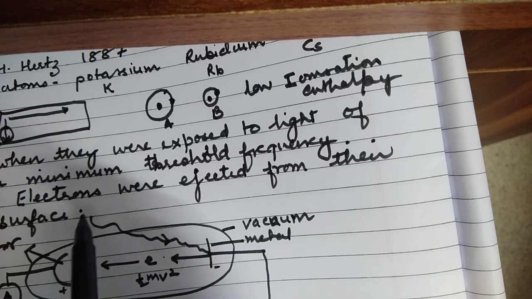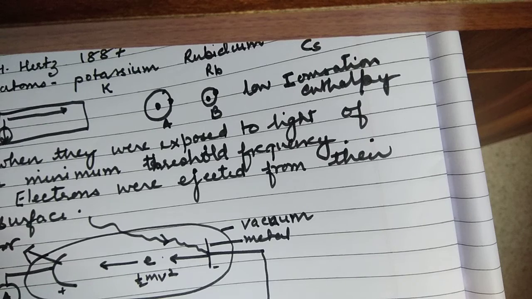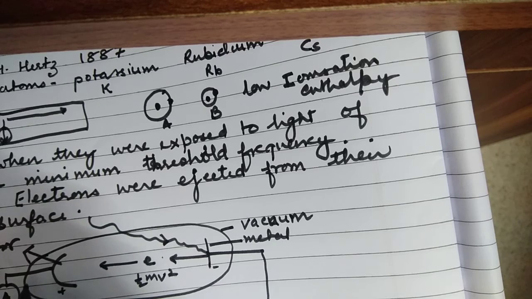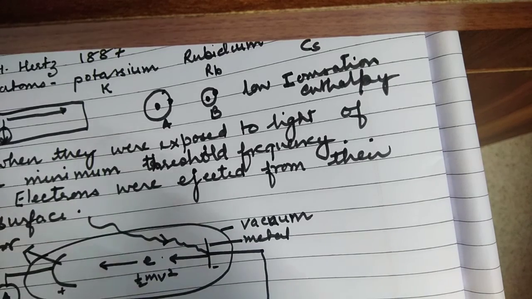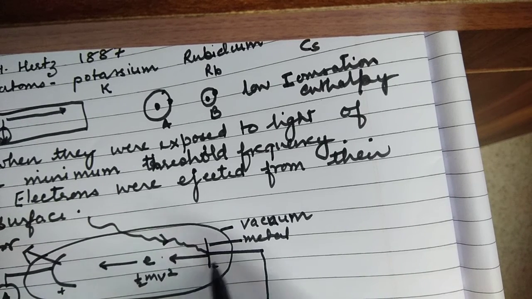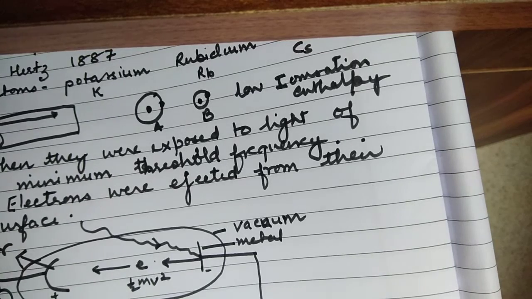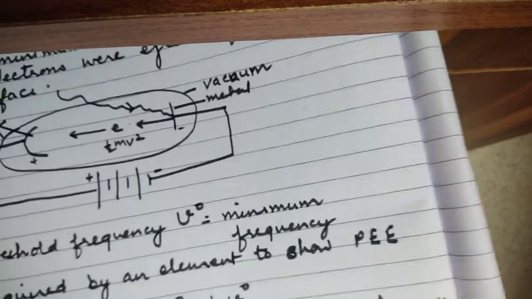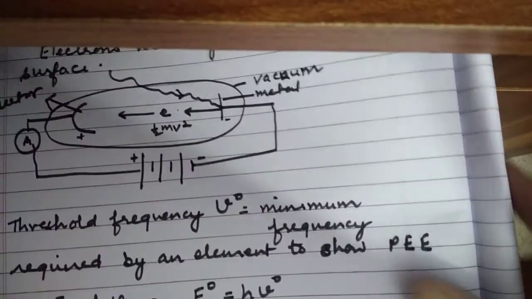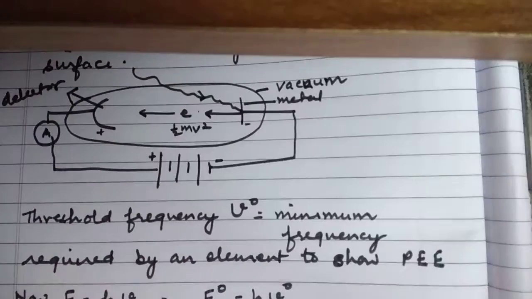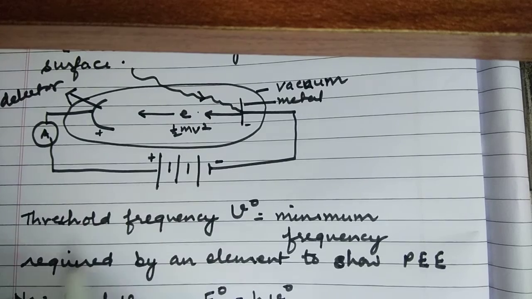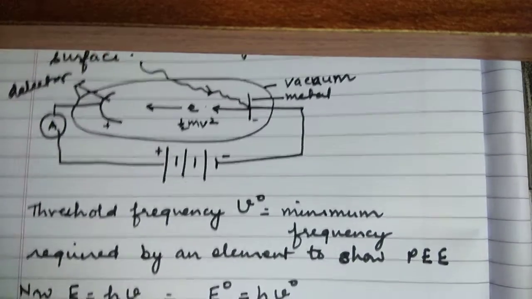Now, suppose I am having energy only at threshold frequency, then electrons will be ejected, but they will not move because they have no energy. So my energy should always be higher, or the frequency should always be higher than the threshold frequency, so that the electrons can move with that energy towards the positive electrode. So let us see now, what is threshold frequency? Threshold frequency is the minimum frequency required by any element to show photoelectric effect.